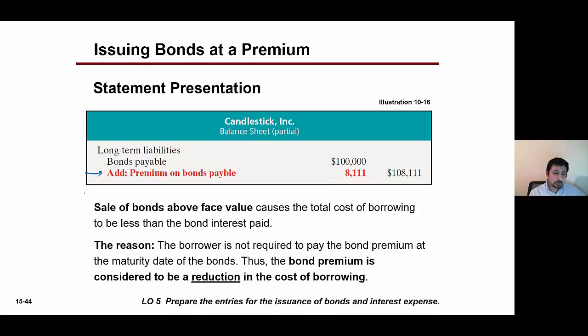Now, why do we add the premium to bonds payable? Because at this point, it is unamortized, and we will learn later on how to amortize bond premiums and bond discounts. And here it is important to remember something. This premium is associated with the bonds payable for the life of the bond. As a result, it has to be amortized over the life of the bond. This one here is also the carrying value of the bond.